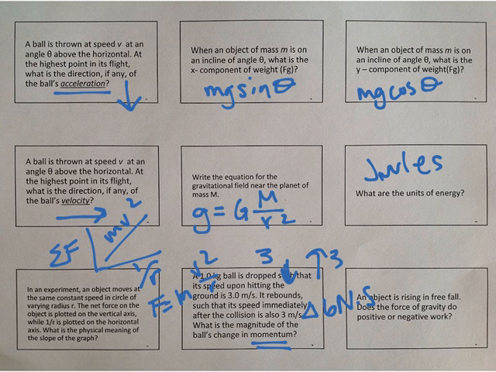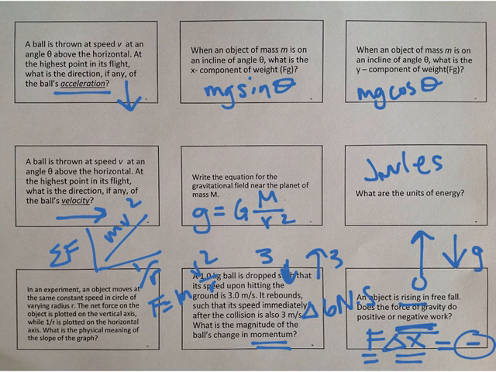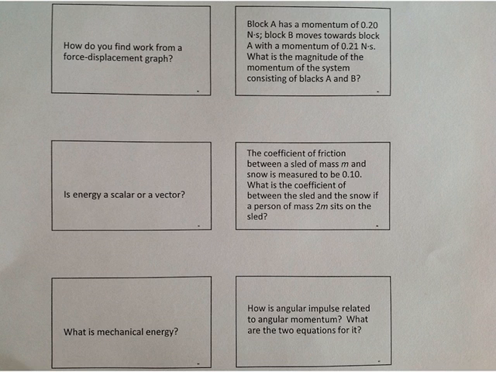If an object is in free fall, does the gravity do positive or negative work? And so specifically it says it's rising in free fall, so it means it's moving up, but gravity is pulling it down. Therefore, it's going to do negative work because the force and the direction of the displacement are in opposite directions. Ooh, last one. Work on a force displacement graph. Area.